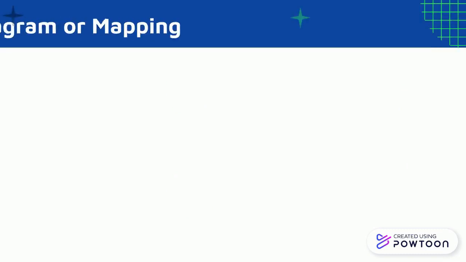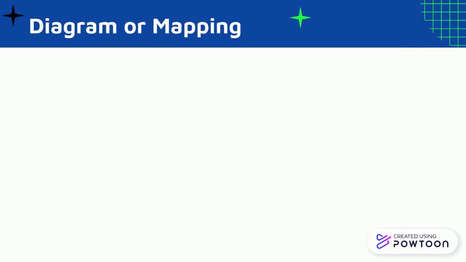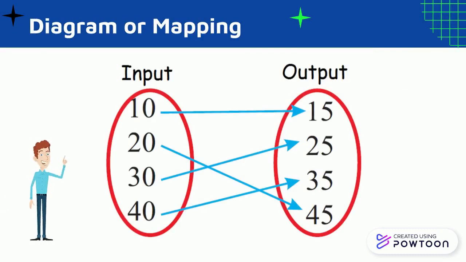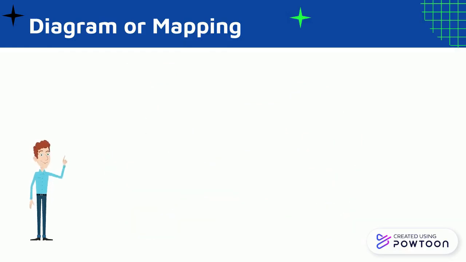Now let us move on to diagram or mapping. Is this a function? Yes, it is a function since, in the diagram shown above, each x value has its own unique output. In this case, 10 is paired with 15, 20 is paired with 45, 30 has the output of 25, and 40 has the output of 35. This diagram is another way to show a function.